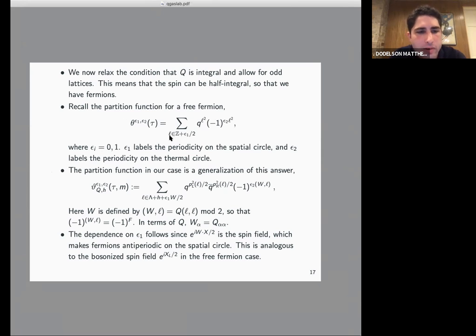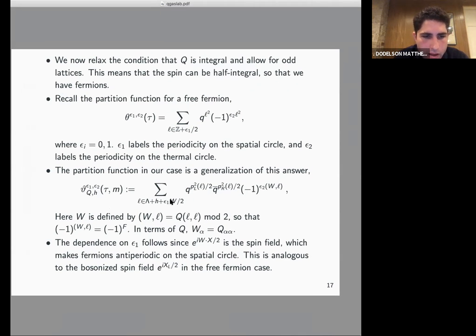So in this case, we can again compute the partition function, and it's a generalization of the free fermion. So in our case, we have some vertex operators, e^{ikx}, and we want to sum over all of them. And we have some spin structures, and so to insert the thermal periodicity, we put in this factor (-1)^{epsilon_2 W·L}. So I'll define W in a second.